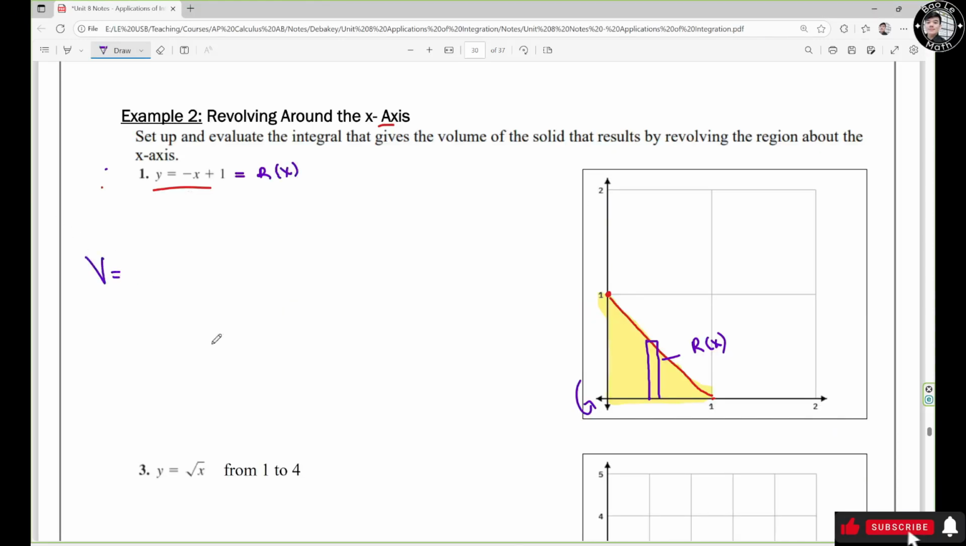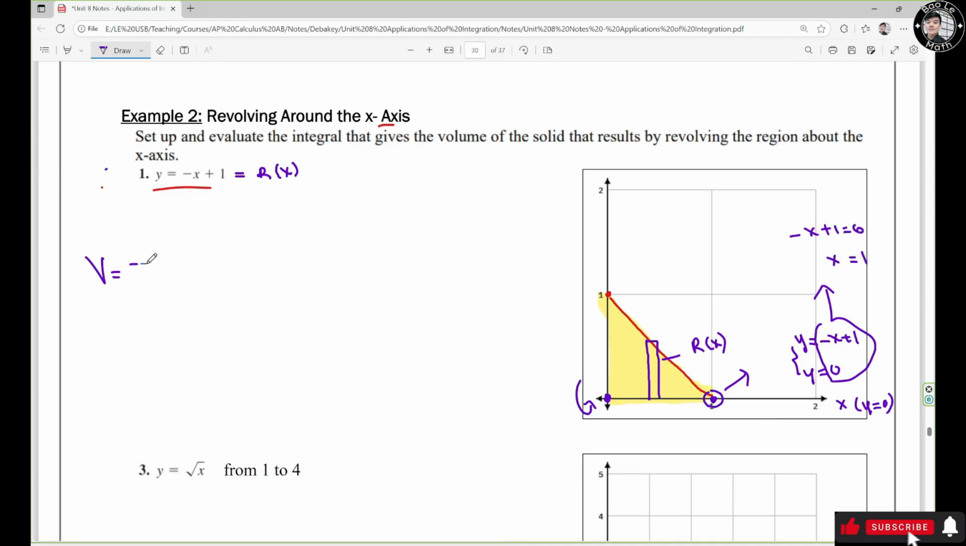So the volume equals, now we need to find the lower bound and upper bound. The lower bound is 0 right here, and the upper bound is 1 right here, obviously. In order to find this, we just set up y equals negative x plus 1 and y equals 0, since the x-axis is y equals 0. We just solve the system of equations to get the x value. So we equate them: negative x plus 1 equals 0, and then x equals 1. That's why we have this right here.